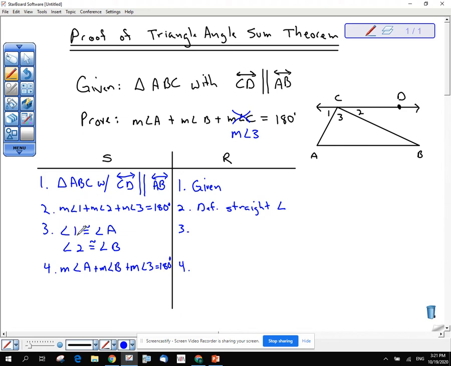Then I start looking, excuse me, also I should have marked my lines parallel. Then I start looking and I notice that angle A and angle 1 are alternate interior angles, okay? And we know that parallel lines implies that alternate interior angles are congruent. So I've shown angle 1 is congruent to angle A. In the same way, angle 2 would be congruent to angle B because they are alternate interior angles.